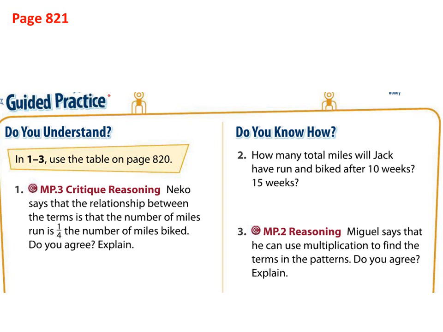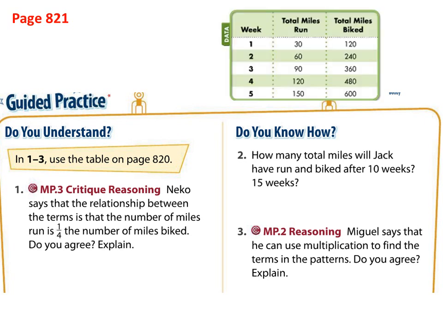Page 821. In 1 to 3, use the table on page 820, the previous page. Here it is. We'll use this table to answer questions 1 to 3. Question 1. Nico says that the relationship between the terms is that the number of miles run is 1/4 the number of miles biked. Do you agree? Explain.